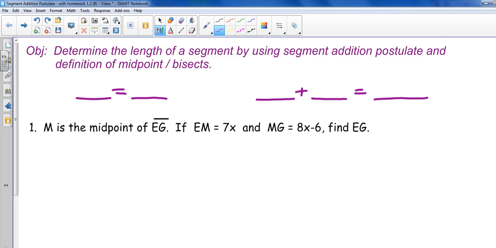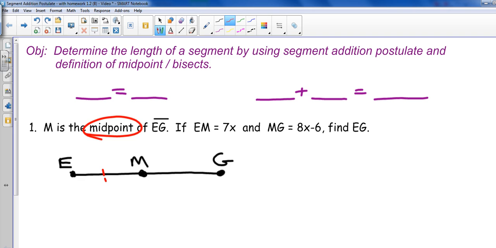First thing we're going to do is start with a picture. M is the midpoint of EG. So you should already be drawing on your page. EG, M's the midpoint. I'm going to make a good habit of marking my picture. Whenever I read that word midpoint, that means that M is not just somewhere between E and G, but exactly in the middle. So I'm going to mark it with those tick marks to indicate that. And I now know that EM is equal to MG. So something to keep in mind.